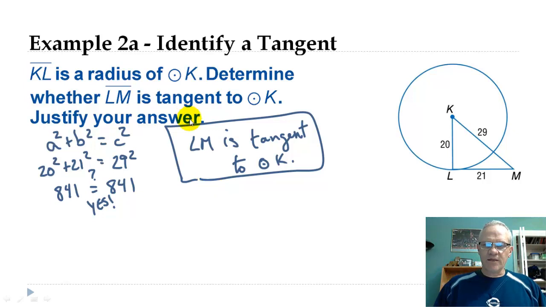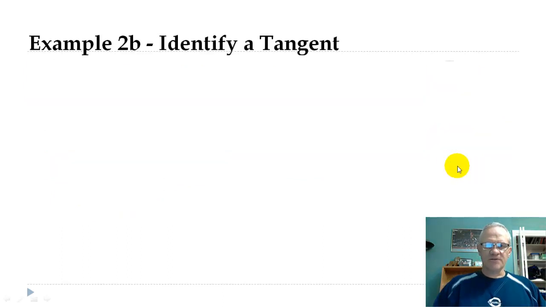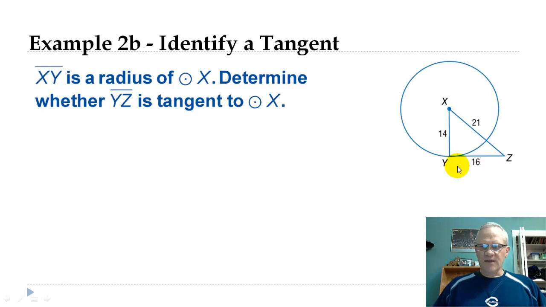All right, LM is tangent, though, because these are equal. Therefore, this is 90 degrees. And so, yes, it's tangent. All right, let's look at another one. Kind of the same setup. We're looking for the same thing. We're just going to plug it into the Pythagorean theorem.